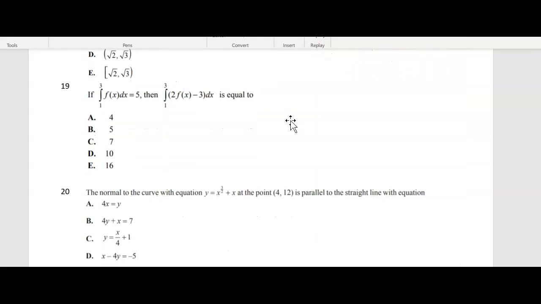Question 19. So we've got a definite integral. We don't know what the function is, but we know that the definite integral is equal to 5. And then we've got to use that knowledge to find the second definite integral. For the second one, what we can actually do is separate it. So we can have the integral from 1 to 3 of f of x dx, and then with the negative 3, we can do that as a separate definite integral, 1 to 3, negative 3 dx.